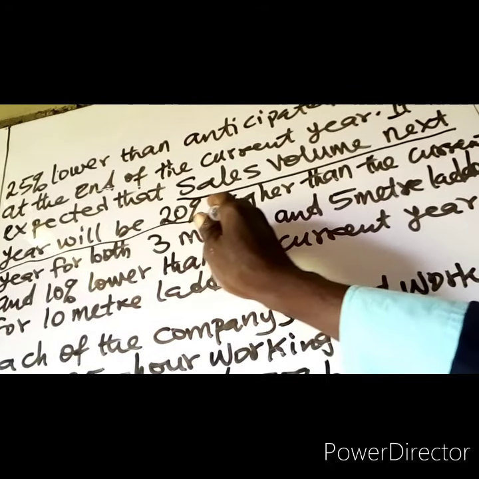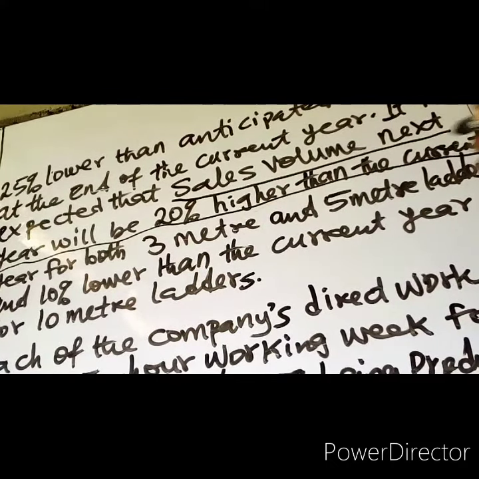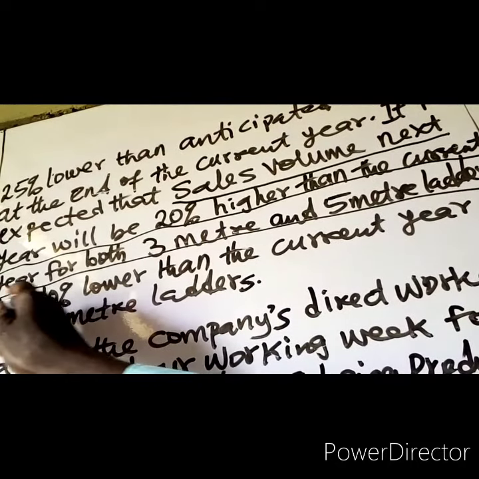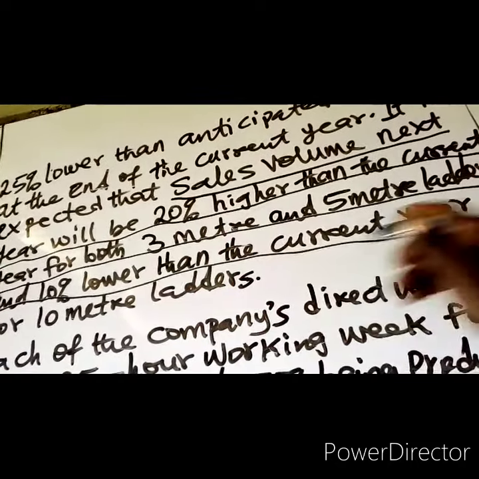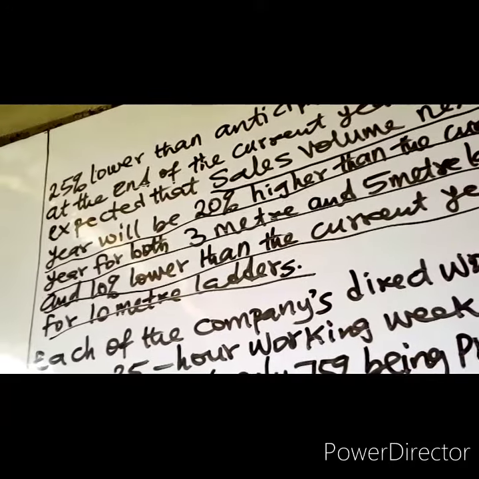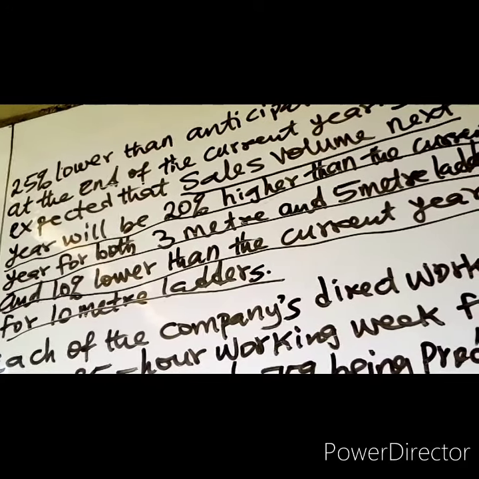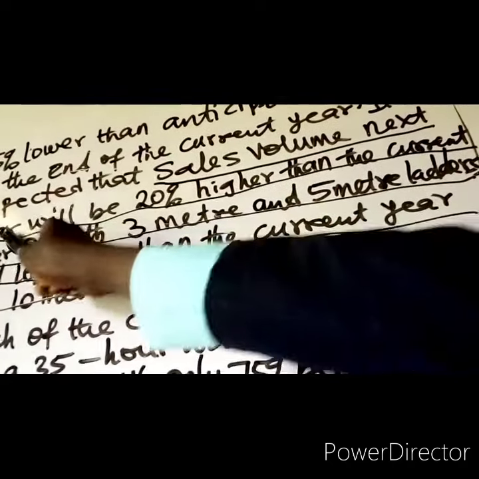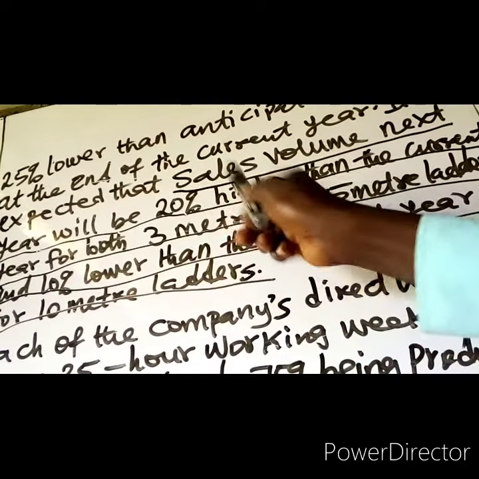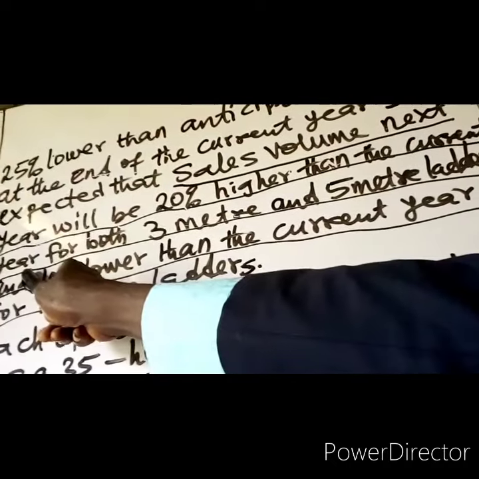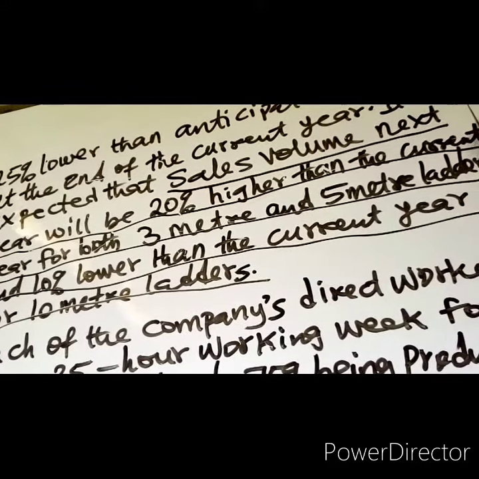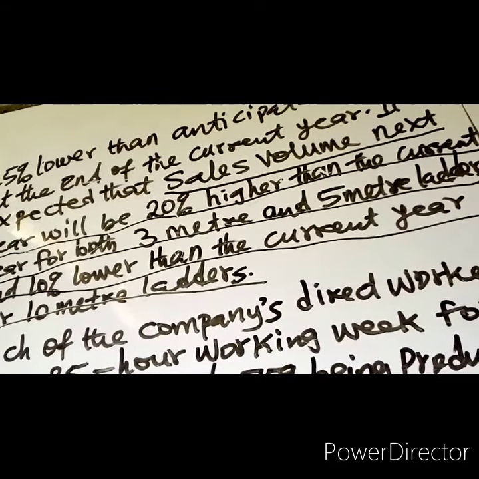So that is budgeted sales volume. The clause is all about the budgeted sales volume for the 3 meter, 5 meter, and 10 meter ladders. You were told that it is expected that sales volume next year will be 20% higher than the current year for both 3 meter and 5 meter ladders. Now, you need to determine the sales volume.